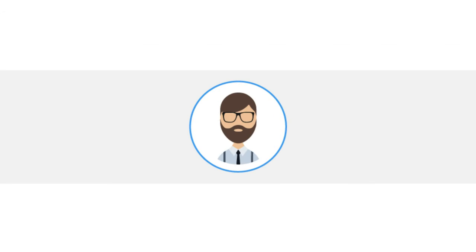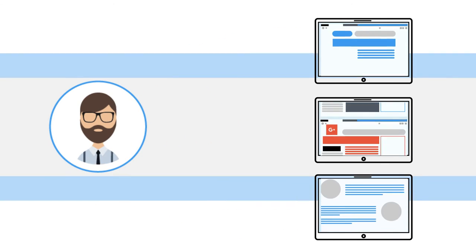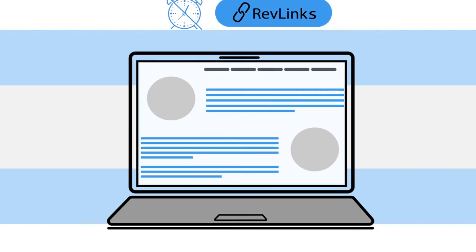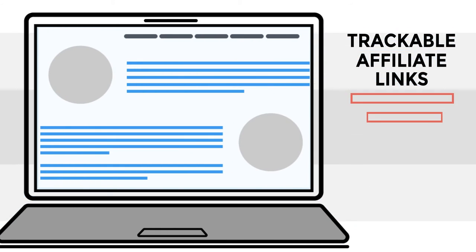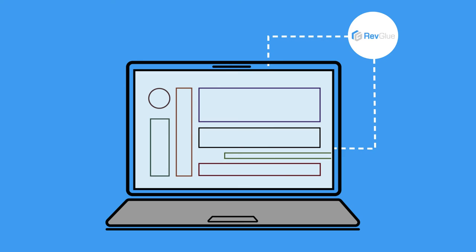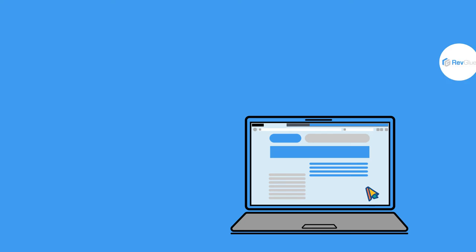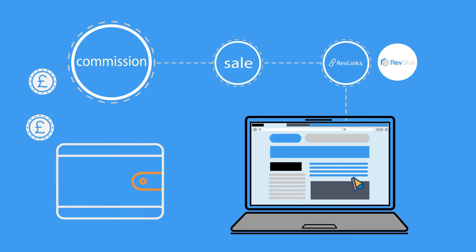Are you an online publisher looking to monetize your website, blog, or content instantly without having to do this manually? Save time with RevLinks technology, where you can automate all your standard keywords and links into trackable affiliate links. What's more, there's no need to set up an affiliate network account, as the RevGlue team will take care of this for you. Simply switch on, sit back, and watch your links convert into paid links. So, succeed with RevLinks, designed to help you achieve the commissions you're after.